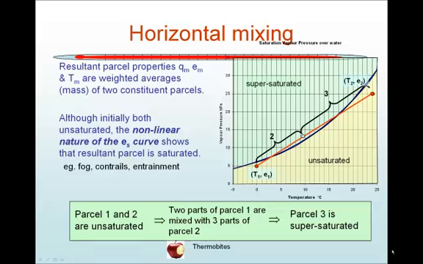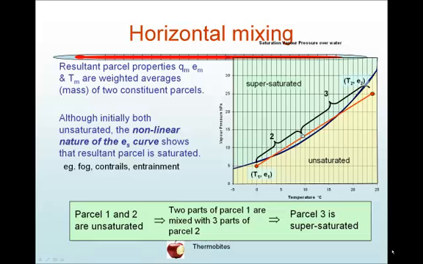And what it shows is, because this curve is nonlinear, you can have two parcels of air that have a given temperature and a given vapor pressure, both of which are unsaturated, but when you mix them together in the right ratios, you end up with a saturated parcel. And so one can horizontally mix two different air masses that are unsaturated and get a saturated mass. And this is what happens in things like fog and contrails, and also in what's known as entrainment.